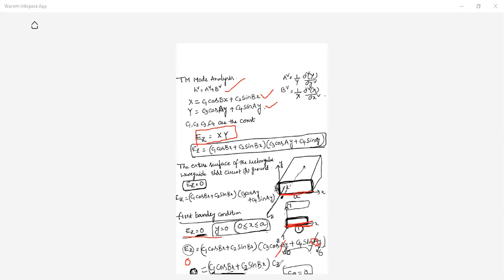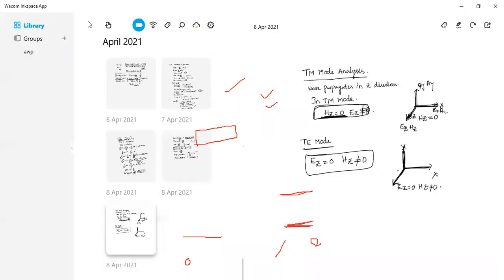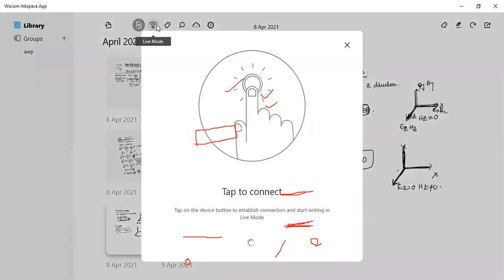So now C3 is equal to 0. Is it clear? The first step is clear to you. Anybody having any doubt? Clear, ma'am. First boundary condition is clear. Okay, we'll move to the second. Now, what is the condition we arrived at? C3 becomes 0.